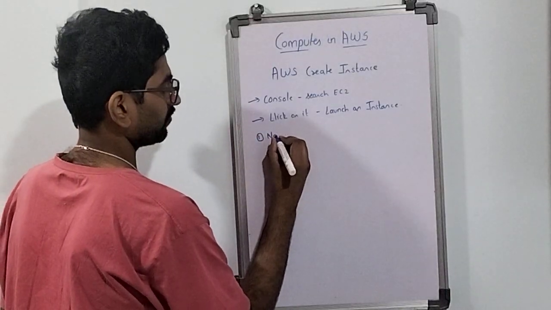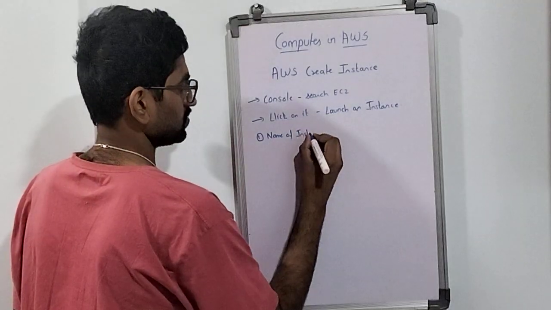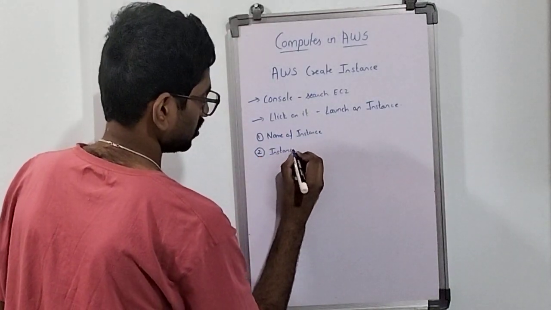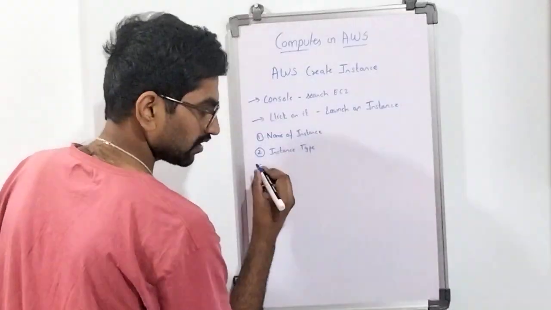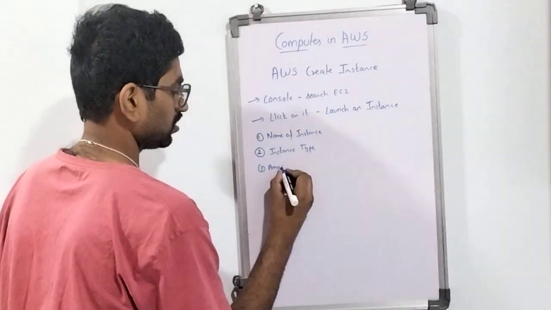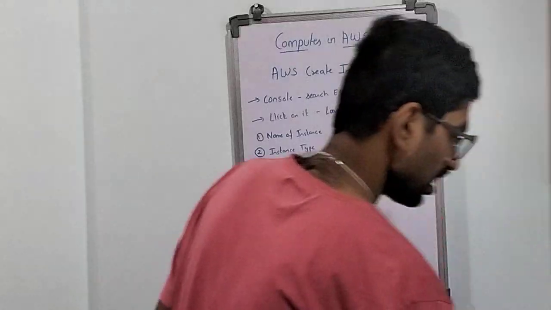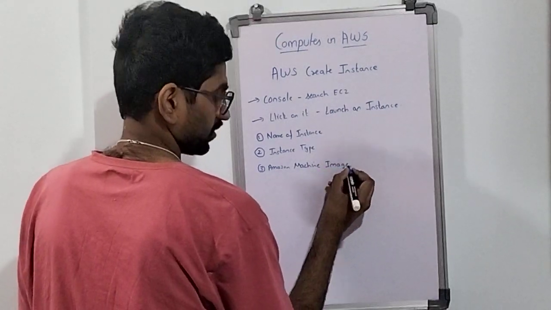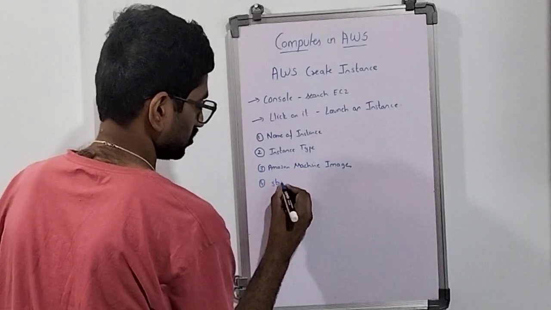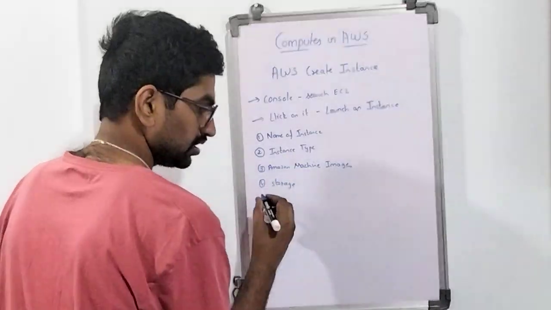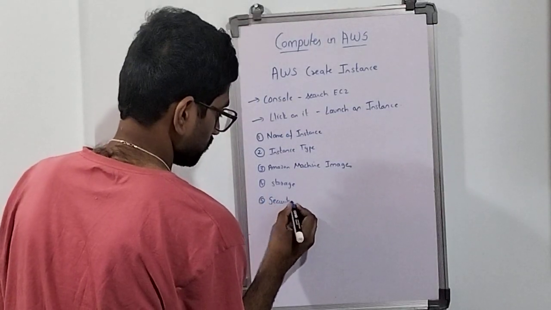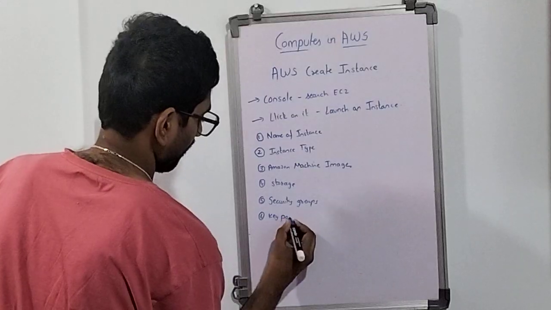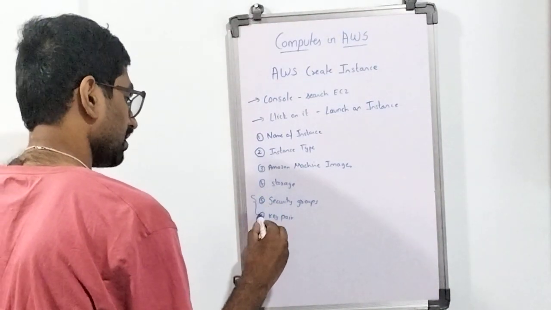First is the name of the instance. This you can choose as per your need. Second is the instance type, which I already discussed. The third thing that we are going to study is Amazon Machine Images. The fourth thing that we have is storage. The fifth thing we have is security groups. And sixth we have is key pair. This fifth and sixth are very important from the compute point of view.